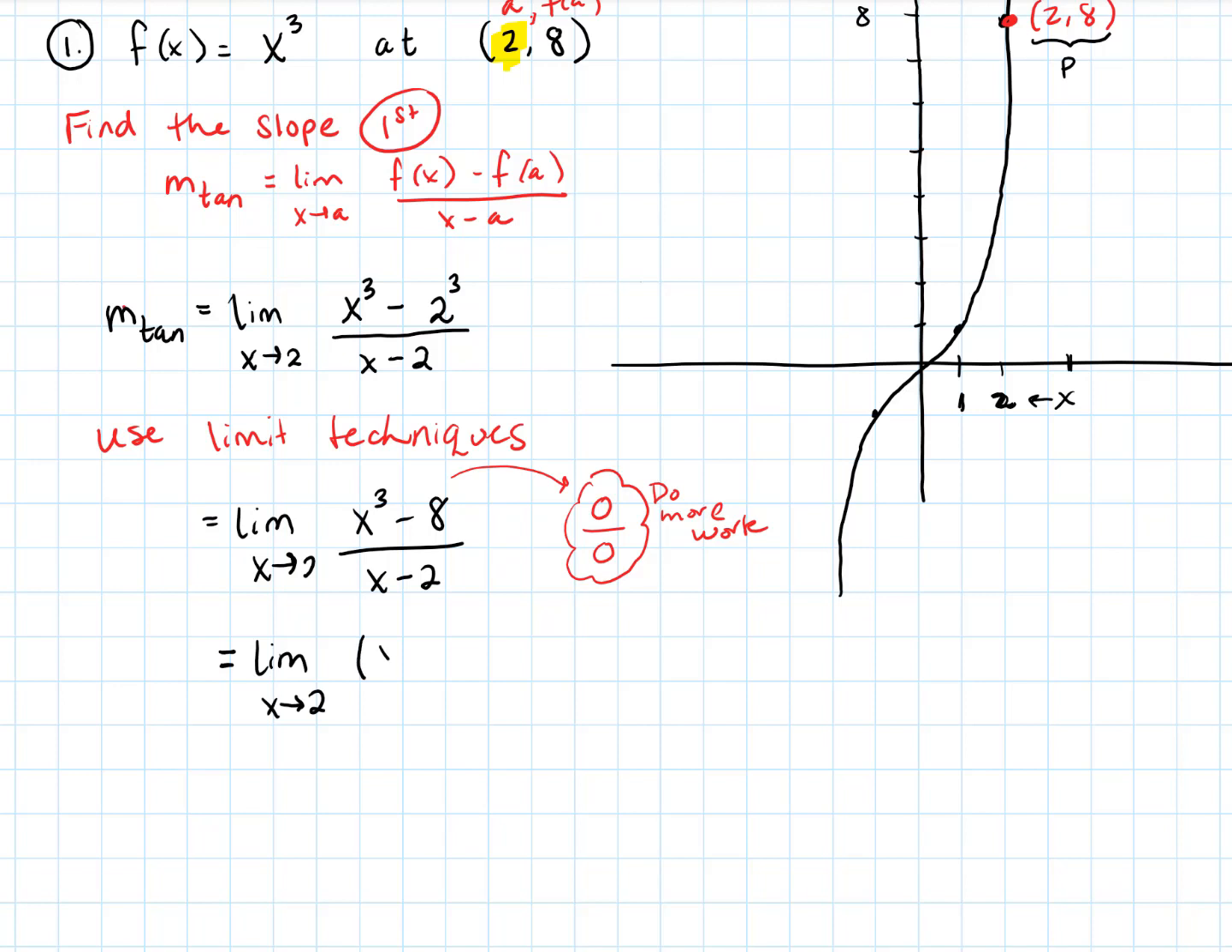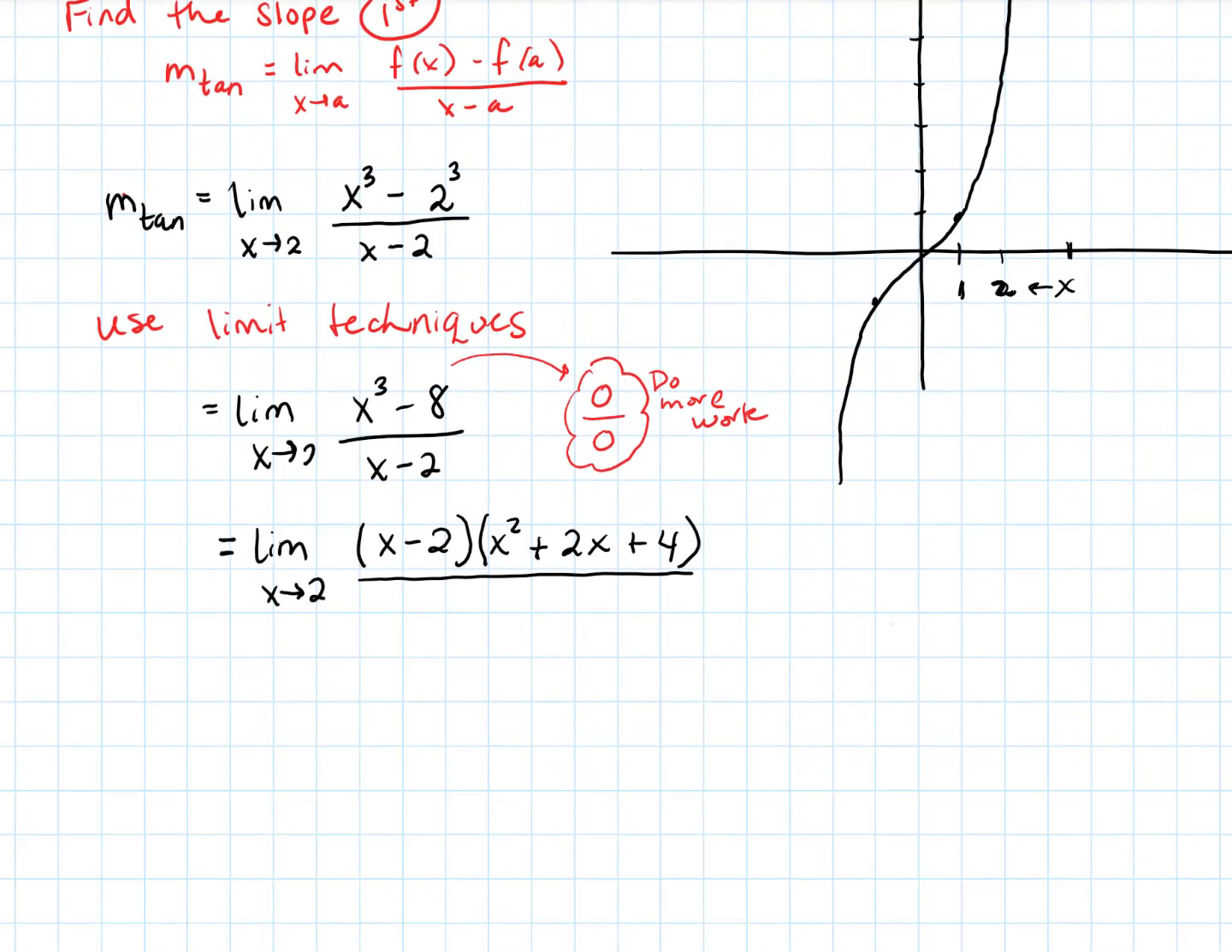That's a difference of 2 cubes, so I can factor that, x minus 2, x squared plus 2x plus 4, all over, and I'm just using the difference of 2 cubes formula. Okay. Factors into a binomial and a trinomial. And on the bottom, of course, I have x minus 2. Okay. And there it is. There's that canceling we were hoping for. And this is now the limit as we approach 2 of simply x squared plus 2x plus 4.